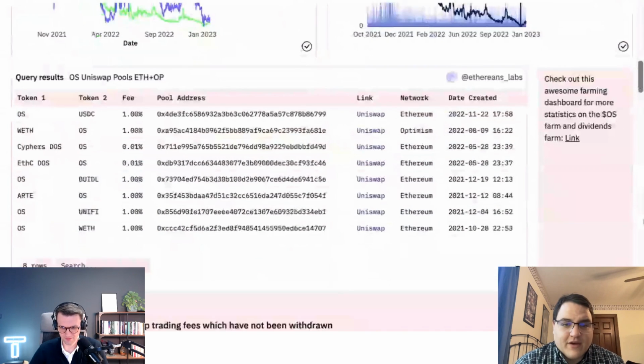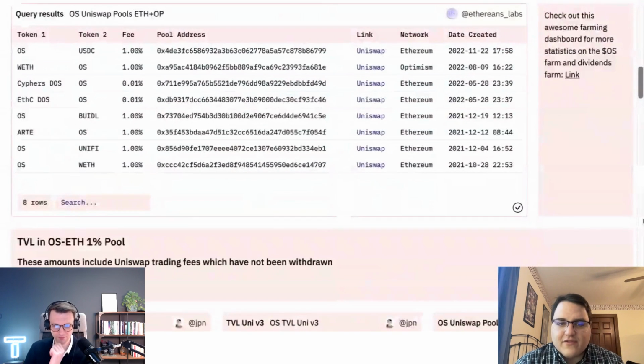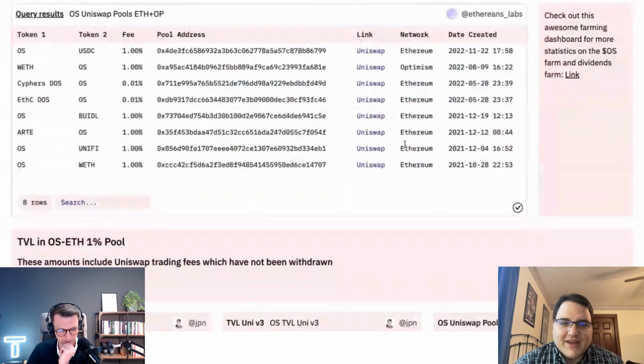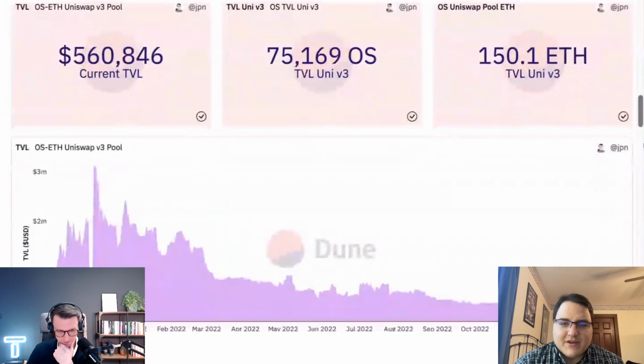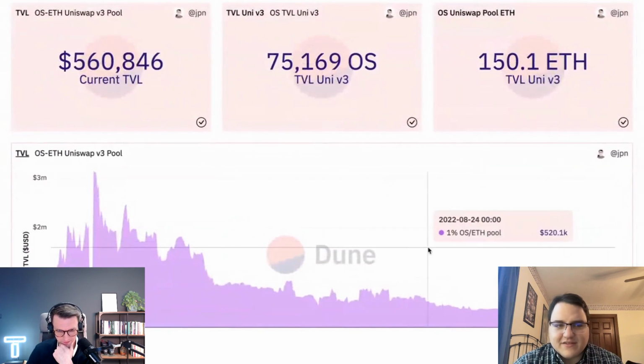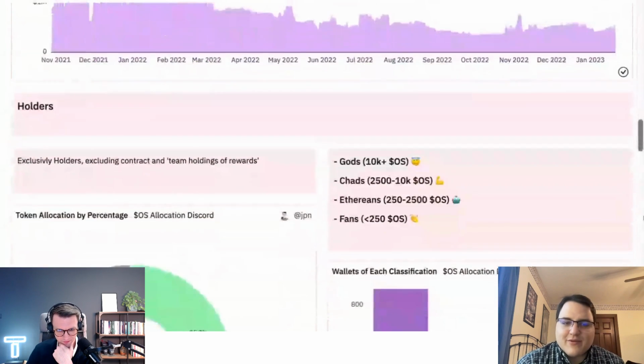Scrolling down more, we have the liquidity pools that have OS in them, what the pool address is, and then the Uniswap link there, linking out to Uniswap analytics for both the pools on Ethereum and Optimism. So you can go through and not just look at our analytics, but also link out to the Uniswap analytics. We have the total locked value in our main ETH pool, how much OS is there, how much Ether's there, what the total locked value is, not only now, but also over time, to see if we're becoming more or less liquid as a protocol.